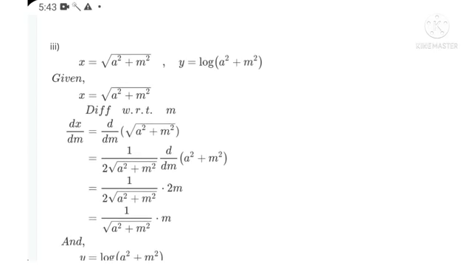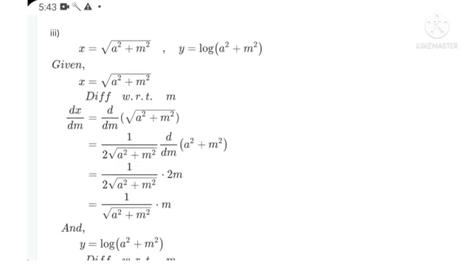Similarly, see the third example. x is equal to root of a square plus m square and y is equal to log of a square plus m square. Here x is a function of m and y is a function of m. So here m is the parameter. So you find dx by dm and dy by dm. So first find dx by dm.